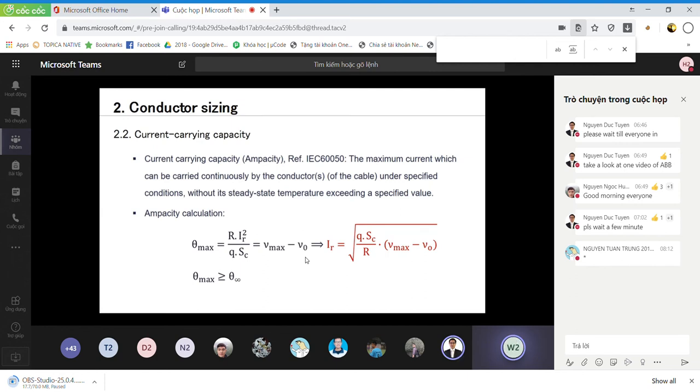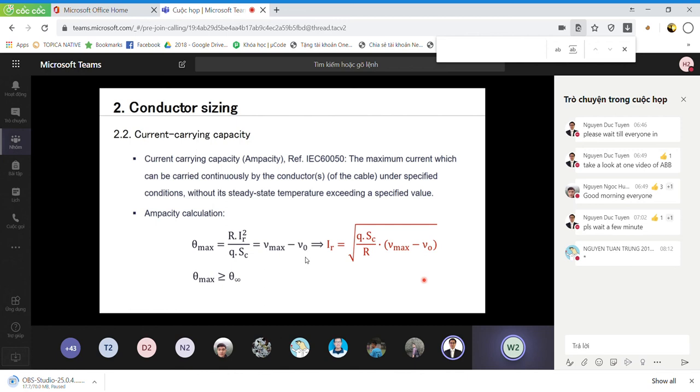Here we are going to talk about the current carrying capacity. Here, current capacity, we call it ampacity. The maximum current which can be carried constantly by the conductors under specified condition without its steady state temperature exceeding a specified value. And I think you can take some idea about the current carrying capacity. It is the maximum current which can be carried throughout the conductor and follow all the conditions like steady state temperature.